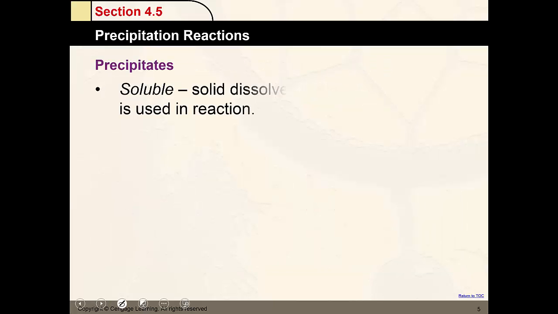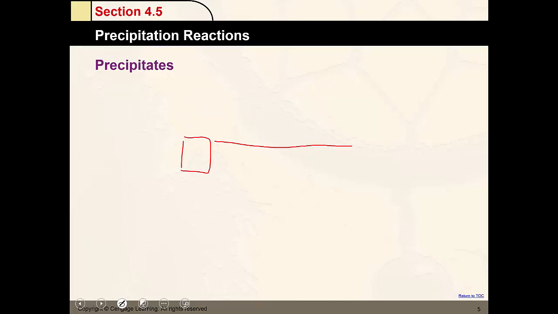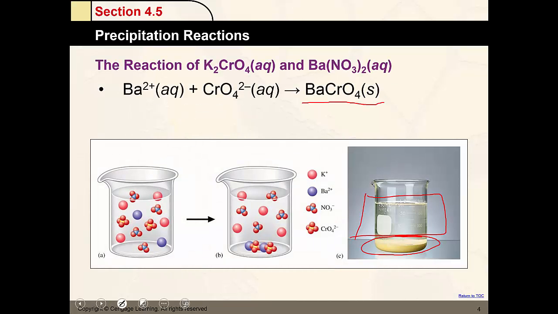Okay, so we know in this case, barium chromate was insoluble. It did not dissolve in solution. And anytime something doesn't dissolve in solution, it is a solid, so we use (s) in the reaction. While the other compound, in this case up here, this was potassium nitrate, that was soluble.